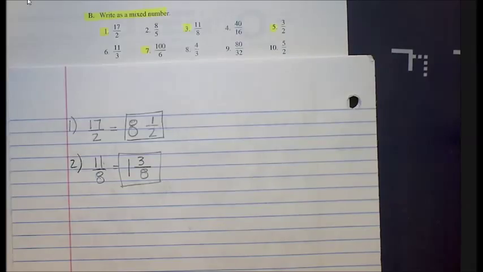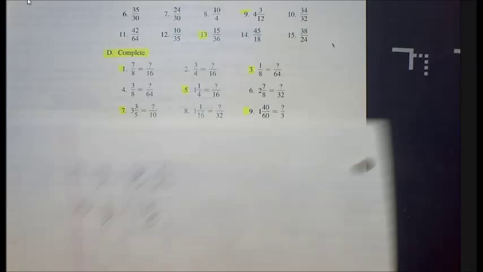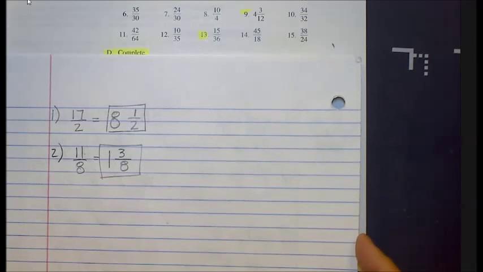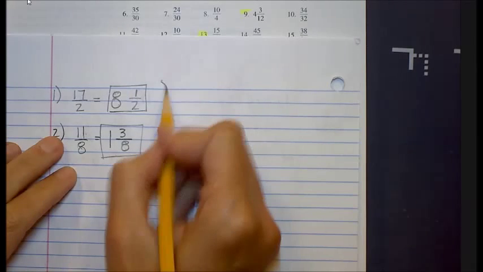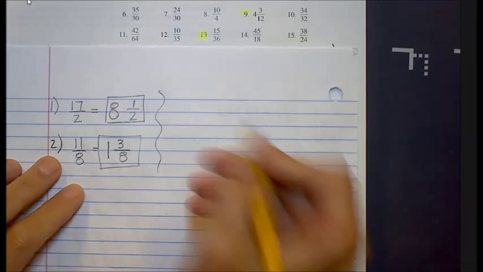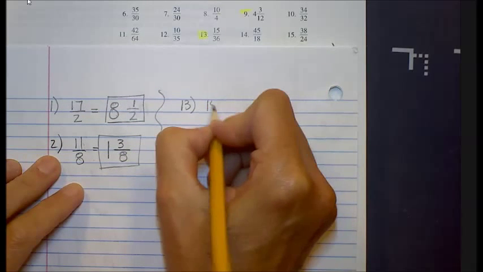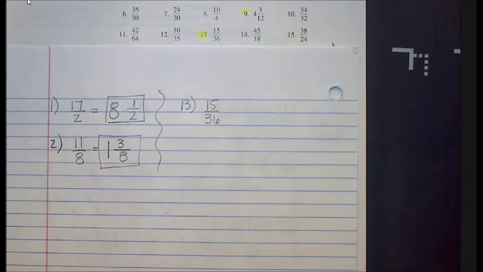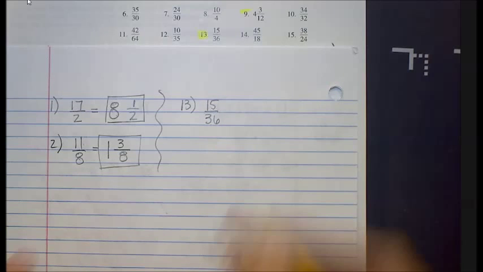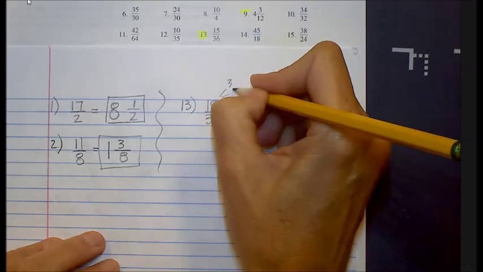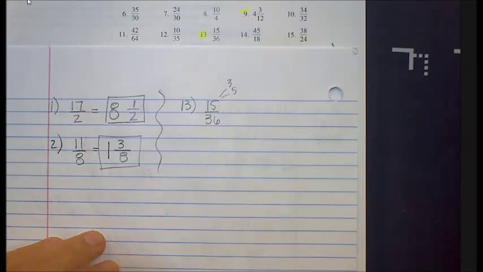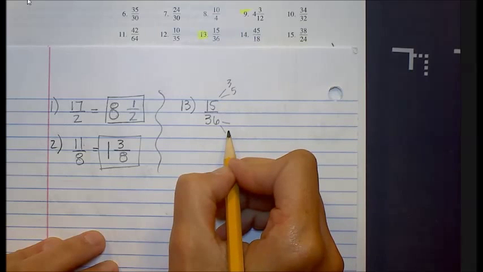Okay. All right. The next section, section C here. Write in lowest terms. Let's do 13 first. I know that seems kind of weird. So 13 is 15/36. So our factors of 15 here are what? Probably 3 and 5, right? Okay. 36, what do you think they might be? You could use 6 and 6, right?